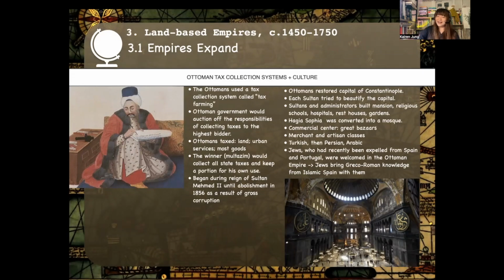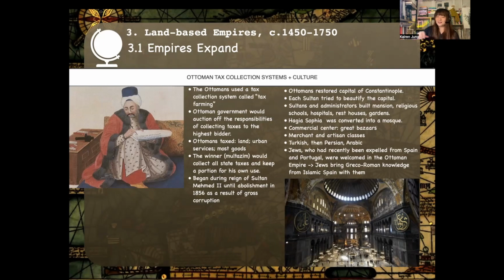Of course, they had access to Constantinople, the capital, and they restored that. Each sultan tried to really beautify the capital. Sultans and administrators built mansions, religious schools, hospitals, rest houses, and gardens. Hagia Sophia, which had been a Greek Orthodox church, was converted into a giant mosque.